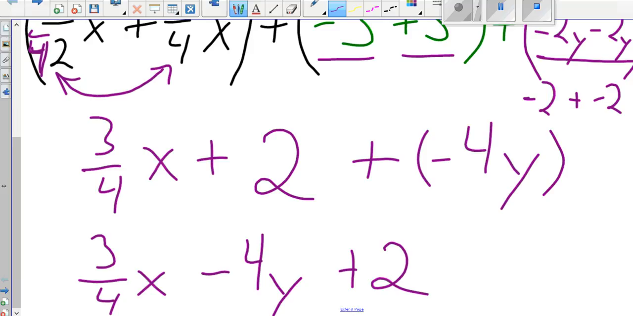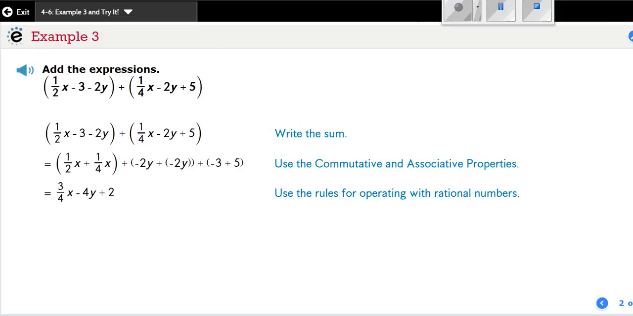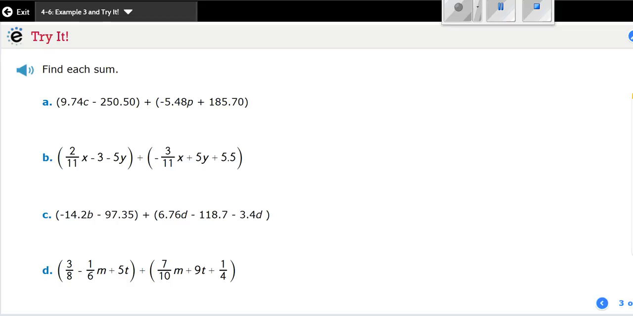Your Try It gives you 4 different chances to come together and solve different types of problems using fractions and decimals and different things like that. That takes us to the end of topic 4-6. You have these problems to work through to check your understanding. All right, until next time.